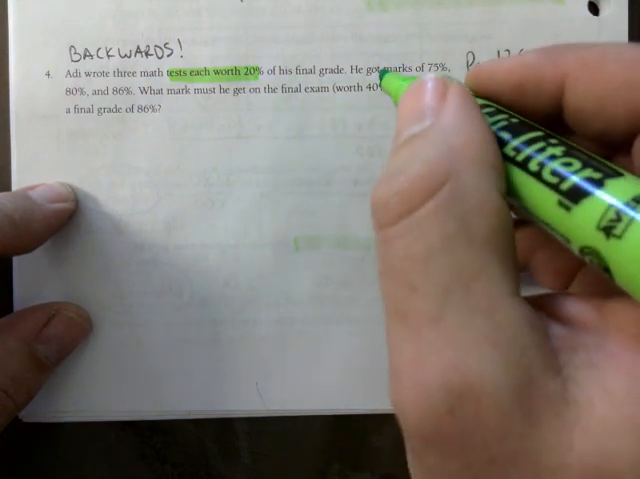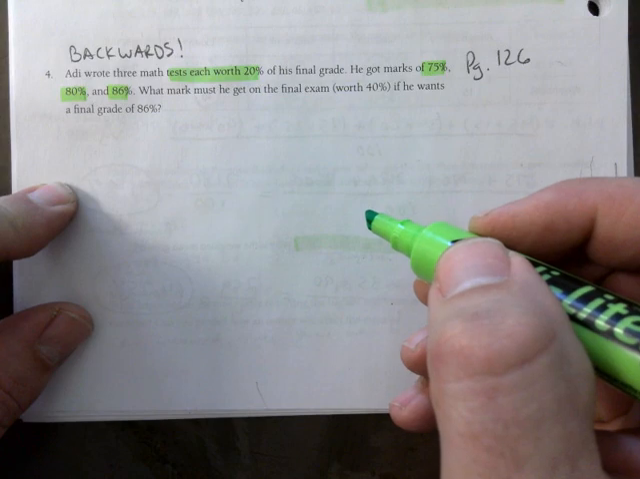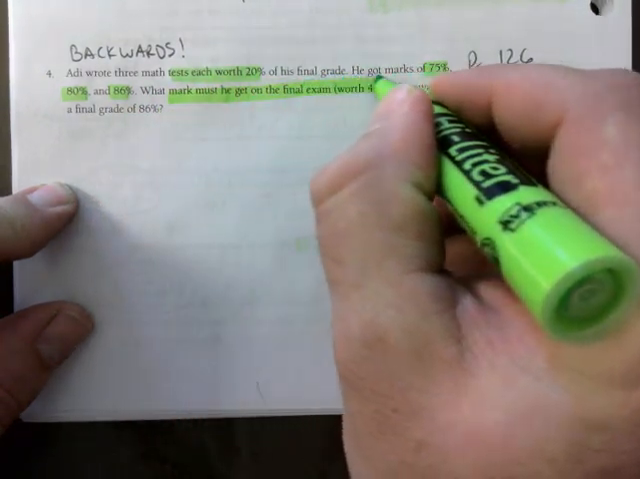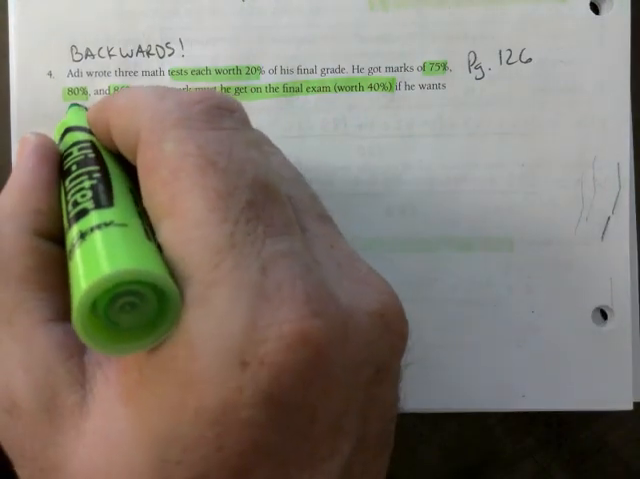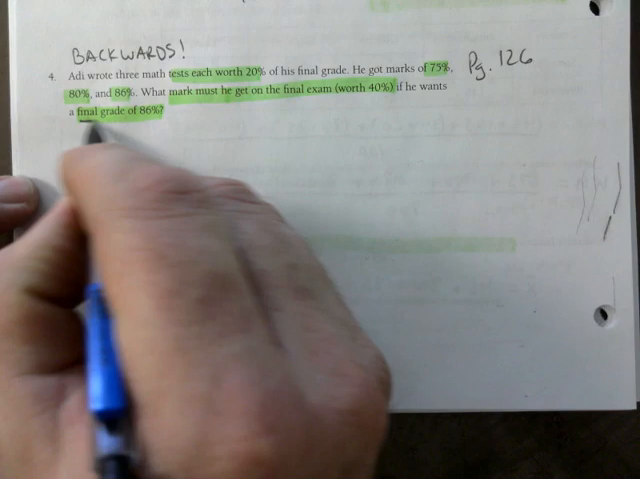Each test was worth 20%, and he got 75, 80, and 86 on those tests. What mark must he get on the final exam worth 40% if he wants a final grade of 86%? You're going to circle that.